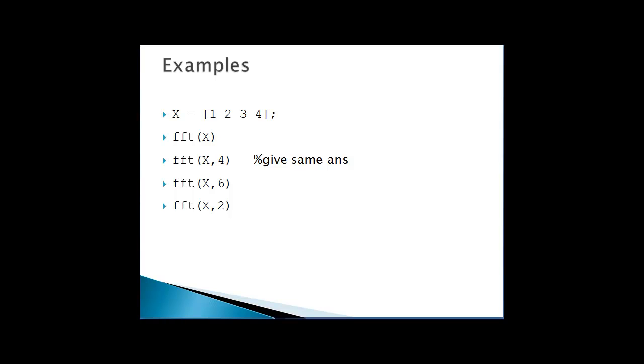Now coming towards the example of it. Suppose I have x equal to 1, 2, 3, 4 as the elements, and I am finding its fast Fourier transform, the DFT. The output will be the same if I write fft of x comma 4, because here also there are 4 elements and n is also 4. So both will give the same result. But if I write n equal to 6 or n equal to 2, that is the case of n greater than the length of x and the case of n less than the length of x, then the output will be different.